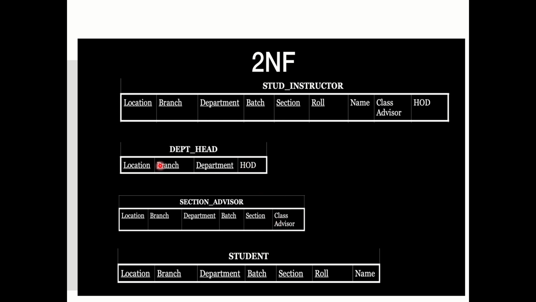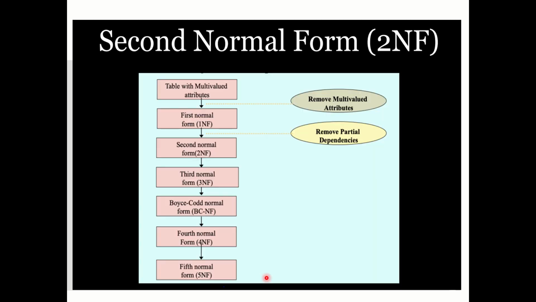So for HOD, you need all the 3 pieces of information, so it is fully functionally dependent. Now when you look at the class advisor, it is fully functionally dependent upon this complete primary key. When you look at the roll number and name, the name is fully functionally dependent, because you need to know the location of the student, the branch of the student, the department of the student, the batch, everything. It is fully functionally dependent. So you are eliminating all the partial dependencies which could be possible in this particular table, right?